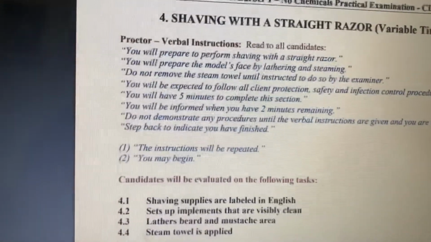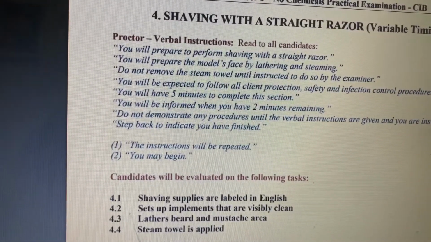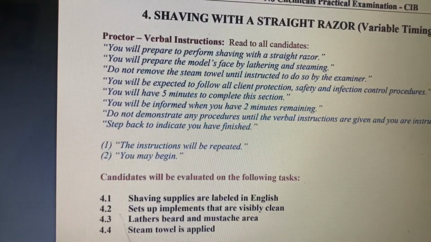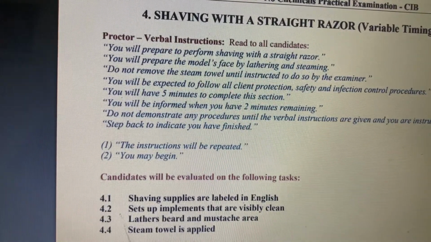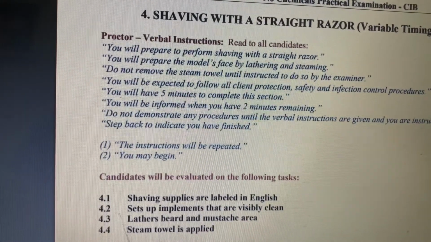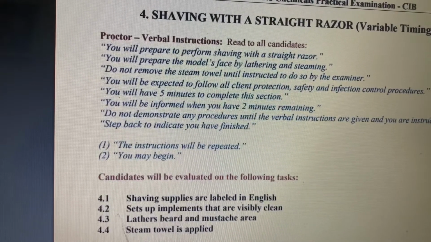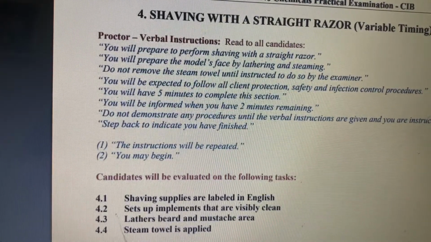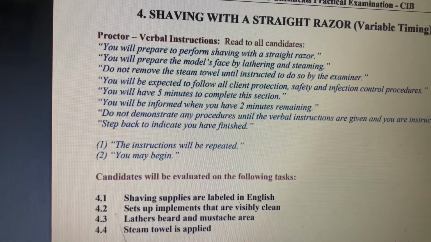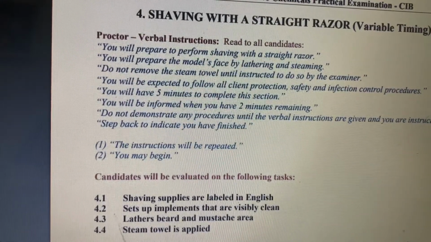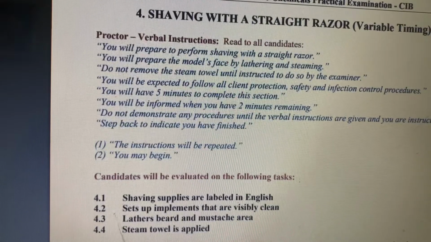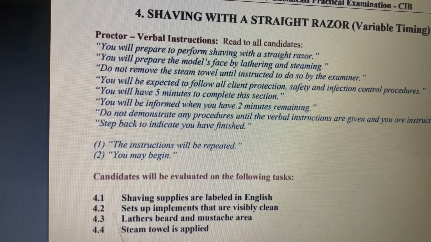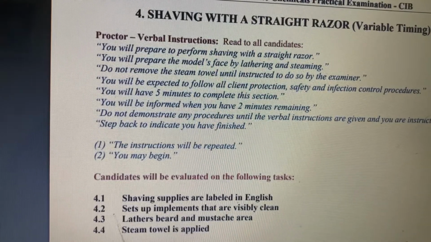This is basically us doing the setup again. Set up all implements that are visible and clean. Lather the beard and mustache area, and the steam towel is applied. Okay. Don't forget when you do your steam towel to touch the inside of your arm, your wrist, so that you can check the temperature of the towel. All right. They're gonna come to you and tell you what strokes they want you to do.